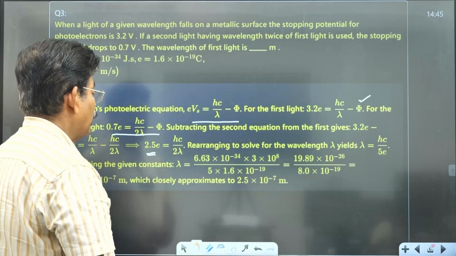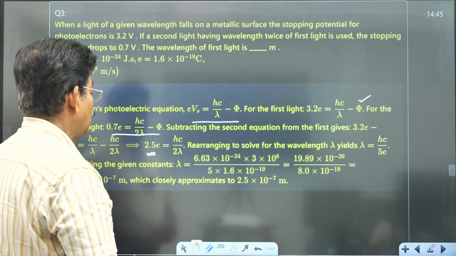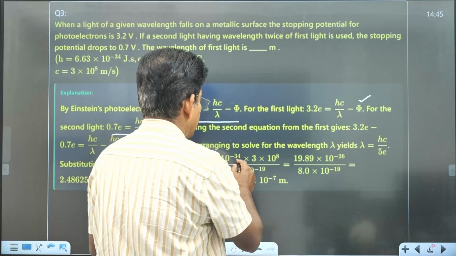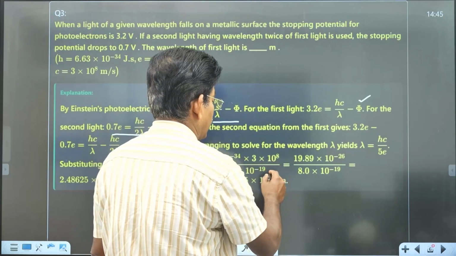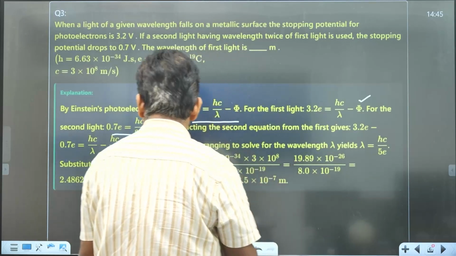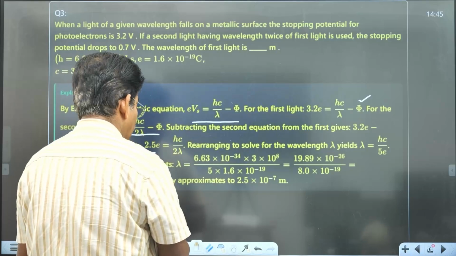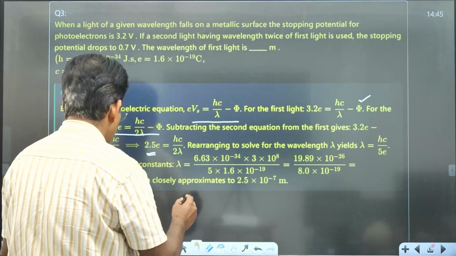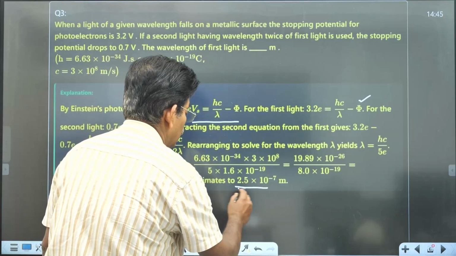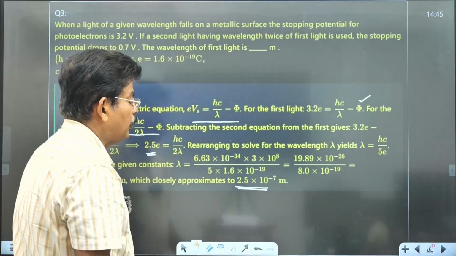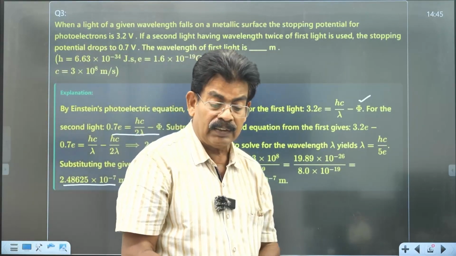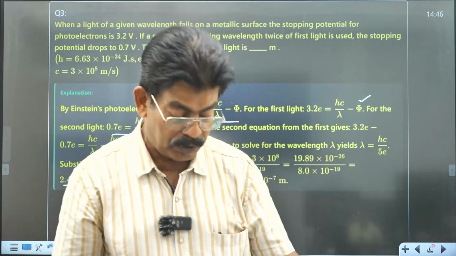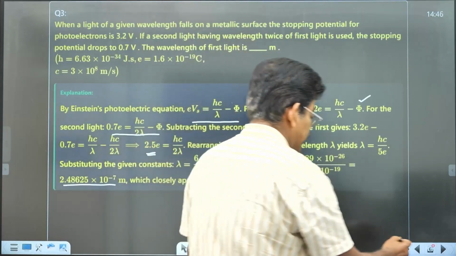Now, from here we have to get lambda, which is equal to h into c, 6.63 into 10 to the power of minus 34, substituting and finally solving out. The wavelength is coming to be 2.48 into 10 to the power of minus 7, that's nearly 2.5 into 10 to the power of minus 7. So the answer is 2.5 into 10 to the power of minus 7. That comes to be option 2. We go to the next question.